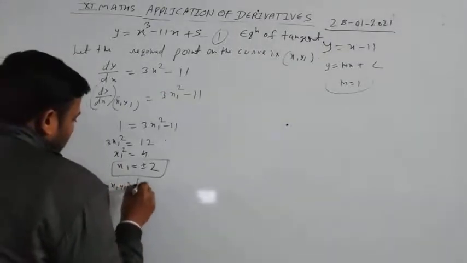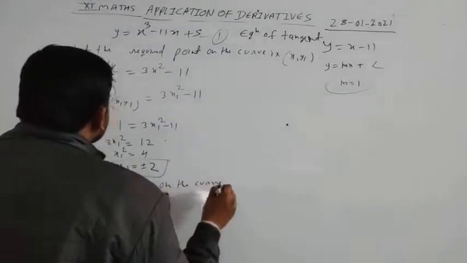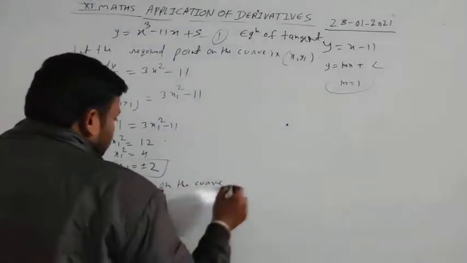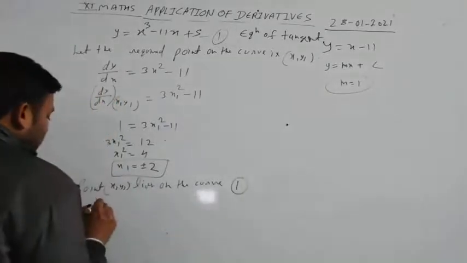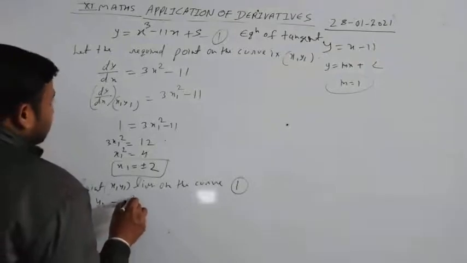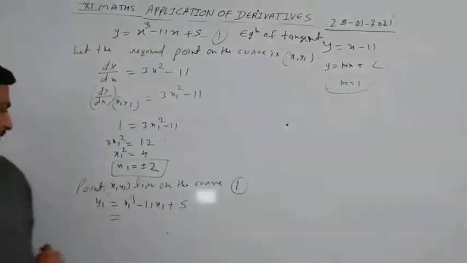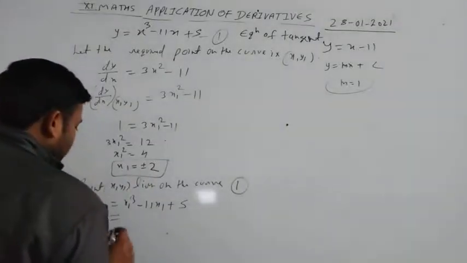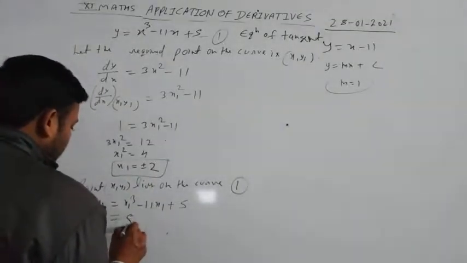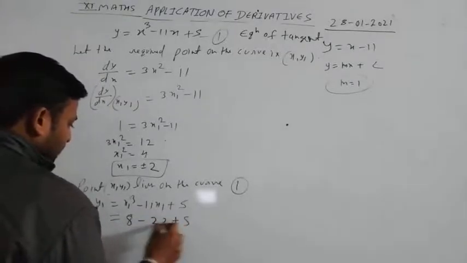The point (x1, y1) lies on the curve. So we write y1 equals x1 cube minus 11x1 plus 5. Okay students, so x1 is plus 2, so y1 is 8 minus 22 plus 5.